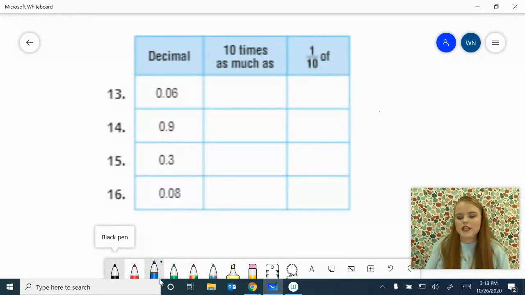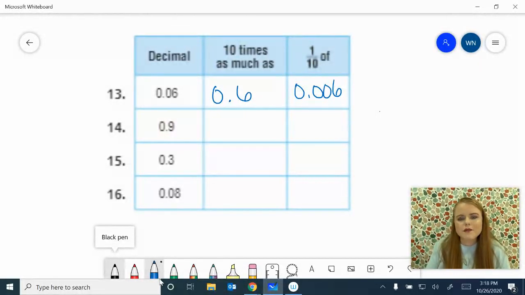Same thing, we're asking ourselves, what is 10 times as much as 6/100? 10 times bigger than 6/100. Go ahead and put your answer in. You should have put 6/10. 6/10 is 10 times as much as 6/100. What is 1/10 of 6/100? Your answer should be 6/1000 because we moved our decimal point one to the left.